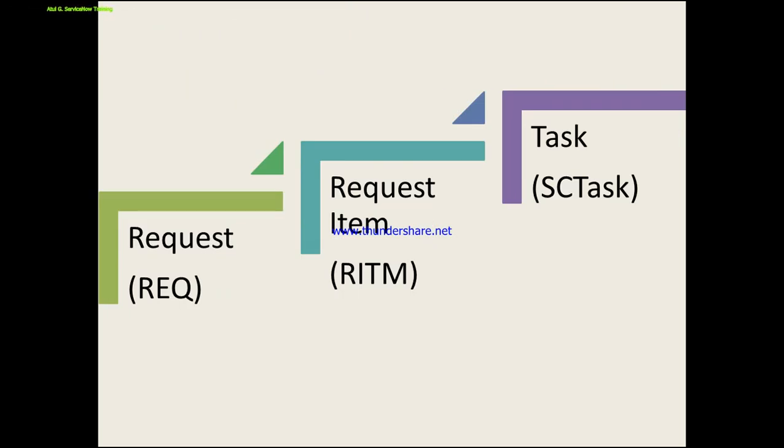In ServiceNow, we have three terms basically used in request management. Number one is called the REQ, that is called the request. The second one is called the RITM, we call it a request item. And the third one is called the task, and we call it an SC task, service catalog task.